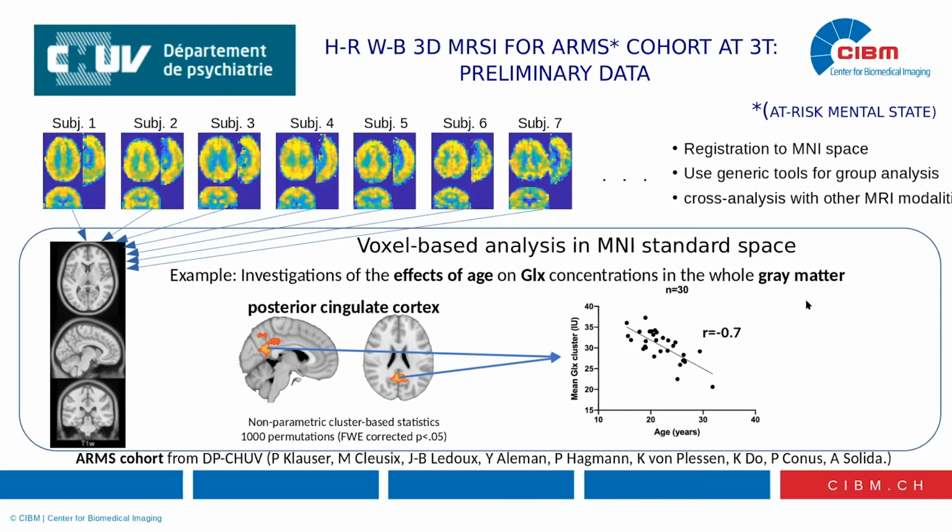So we see that having the metabolite distribution covering the whole brain opens the door to new kinds of analysis using registration to the MRI standard space. We can use plenty of generic tools. We used a specific voxel-based analysis, but I'm sure there are other kinds of analysis as well. And also, we can easily cross-analyze this result with other MRI modalities.